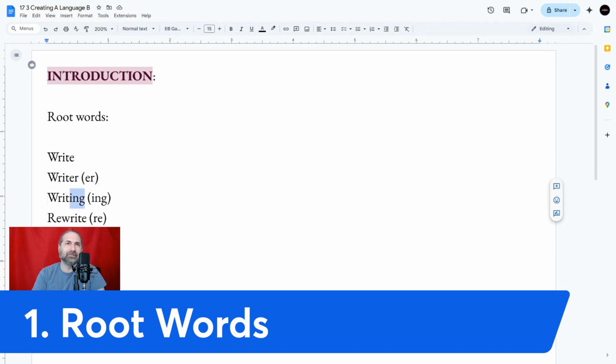Writing is the act of. One is writing. One wrote is past tense, but again, that would be a tense. We're going to get to tenses in a minute. Rewrite. So re is to do over. So rework, rewrite, rerun.